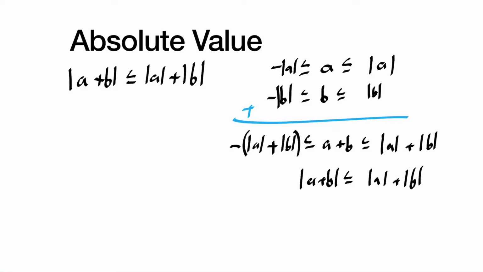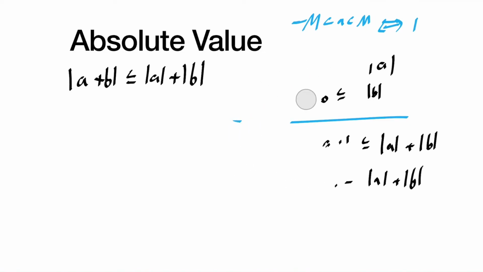This comes back to the theorem that I wrote earlier, that negative M is less than A is less than M is the same thing as saying the absolute value of A is less than M. So think of this part as the A and this part as the M, and maybe it all starts to make sense. Okay, so that's a really nice theorem that we need to be pretty familiar with.